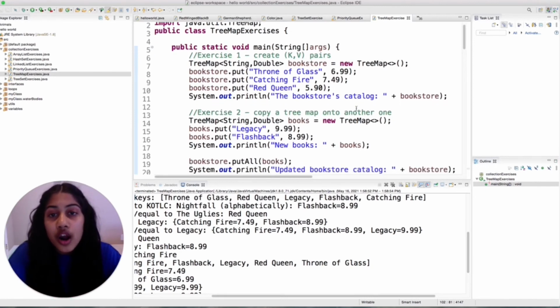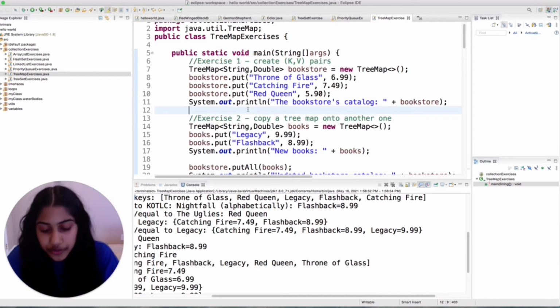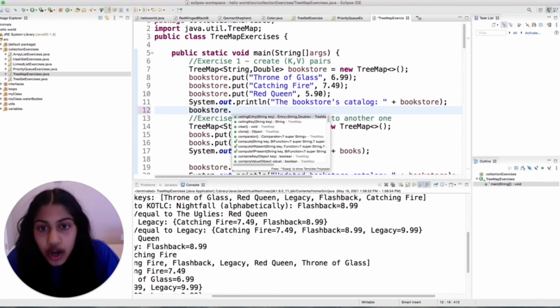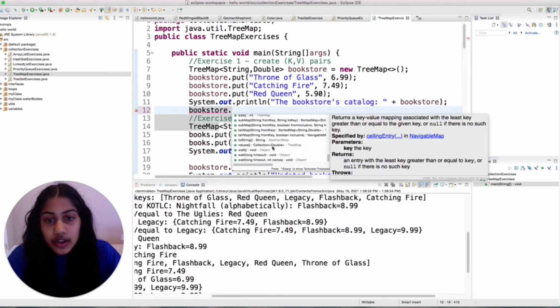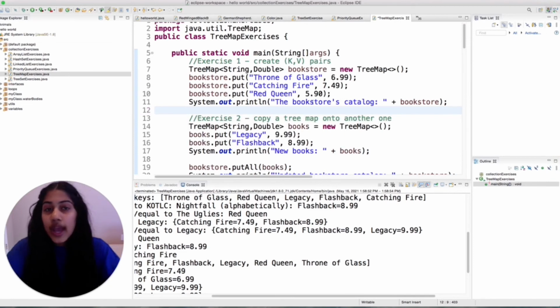There are other methods that you can use with a lot of collections. So if you did something like this on Eclipse, you could see all of these, and you can do a lot with that. So I encourage you to go and figure that out on your own.